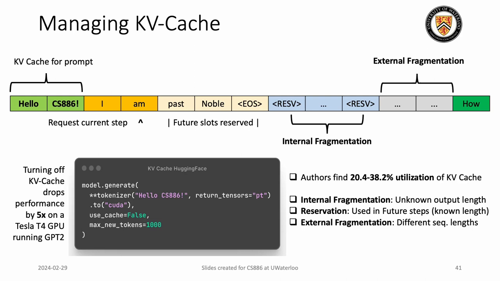Just preserving the entire memory block for the entire sequence length, we cannot be pre-allocating this memory. To do it efficiently, there should be some better way to handle this. And that's what the authors propose in this paper.